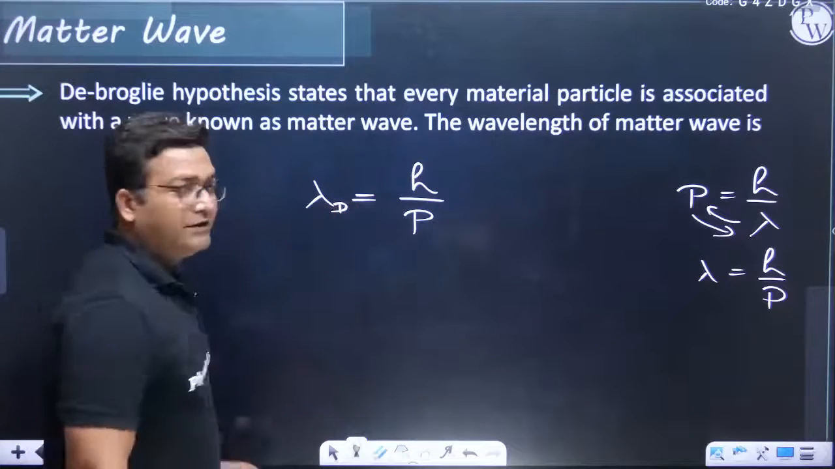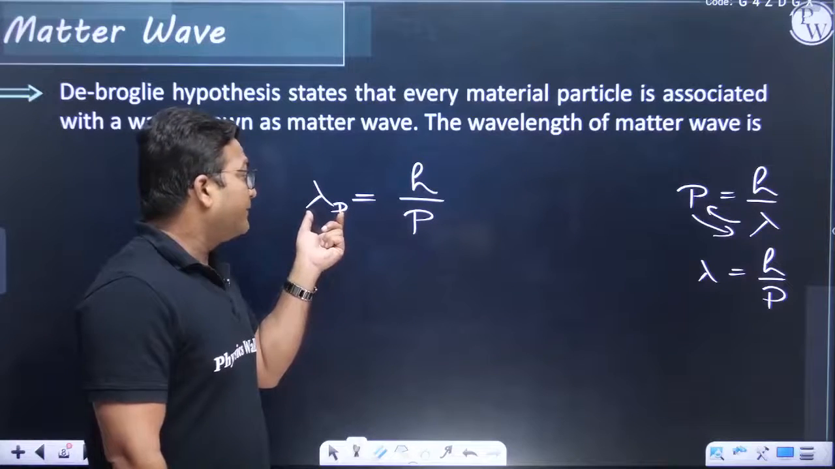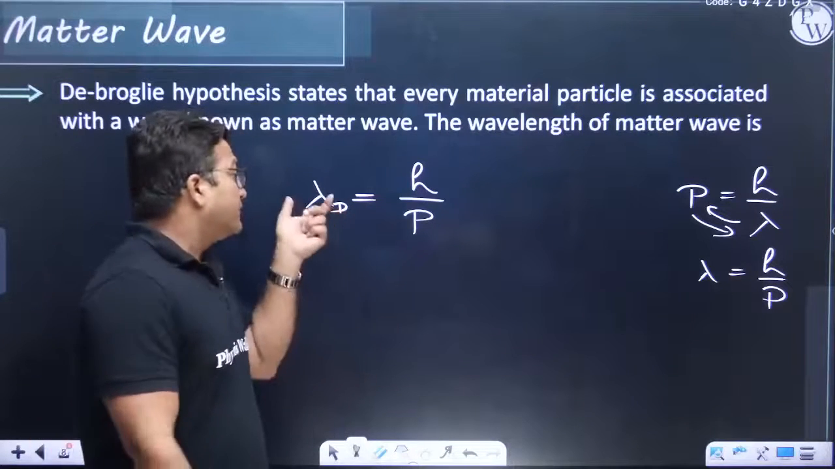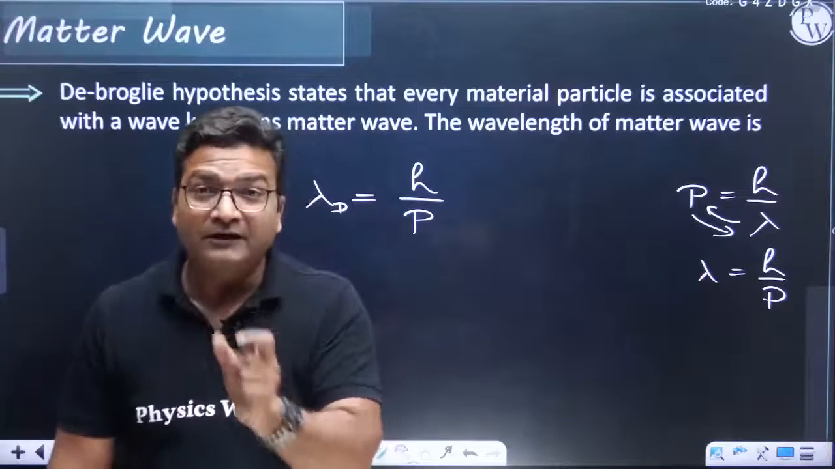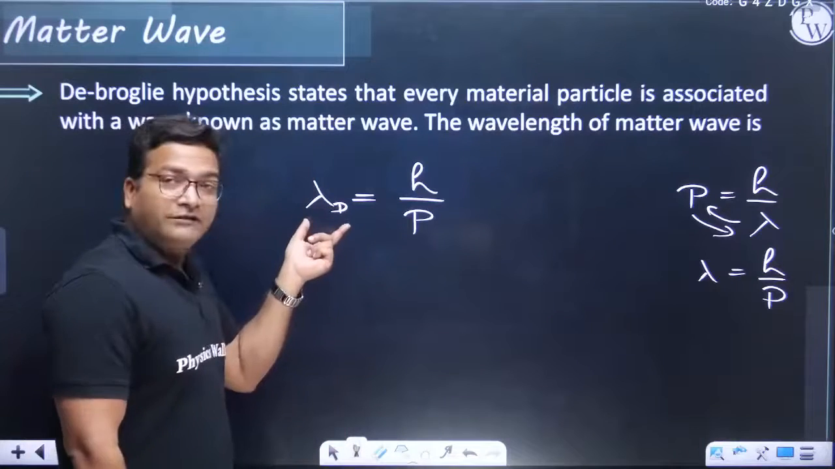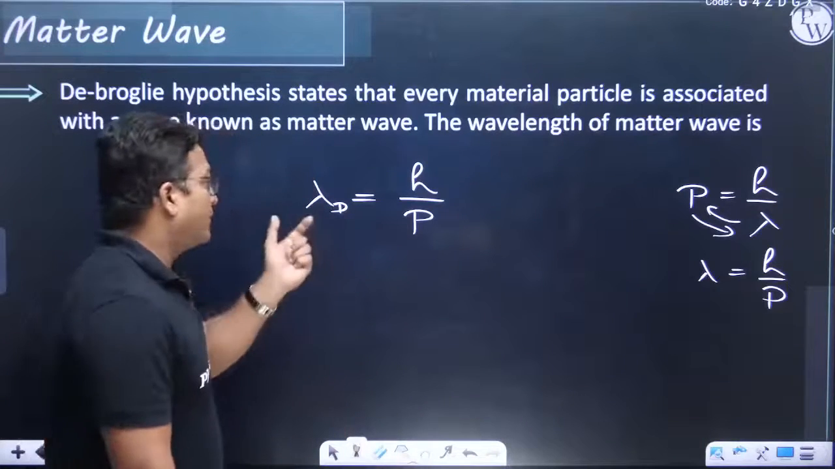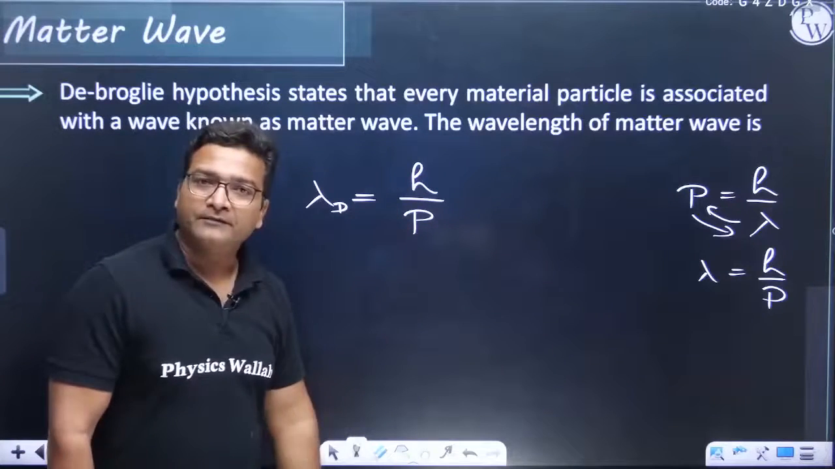So now we believe in the de Broglie wavelength, lambda d. Always remember this is not the wavelength of a wave, it is the wavelength of a matter wave. It is a wavelength associated with a matter particle like electron, proton, neutron, alpha particle, etc. This is equal to h upon the momentum of the particle.